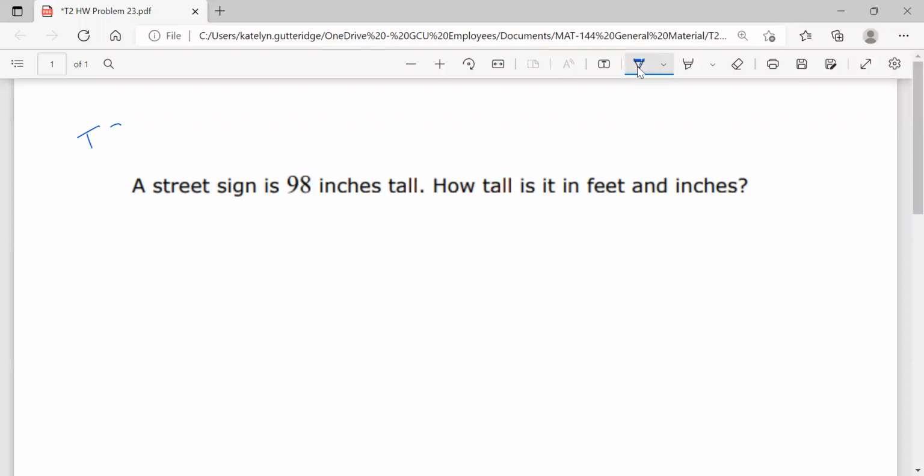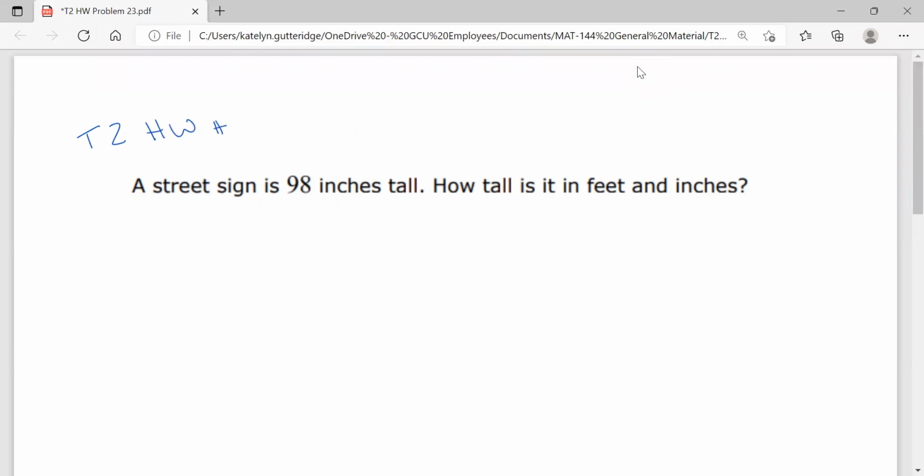Hi class, let's go over topic 2 homework number 23. In this problem, you are going to be given a measurement and you're going to be asked to break it apart into two measurements that build up that one.